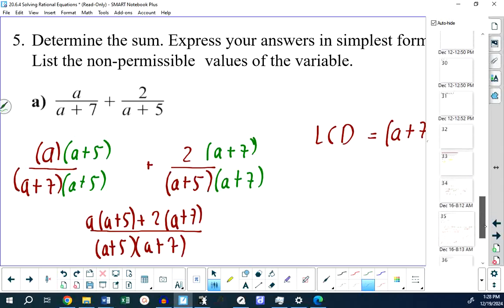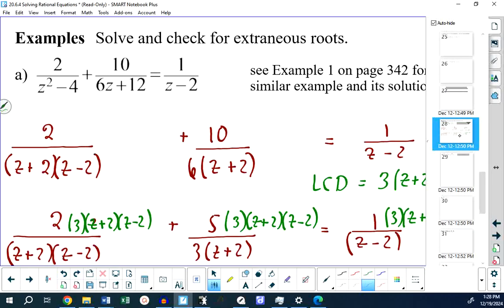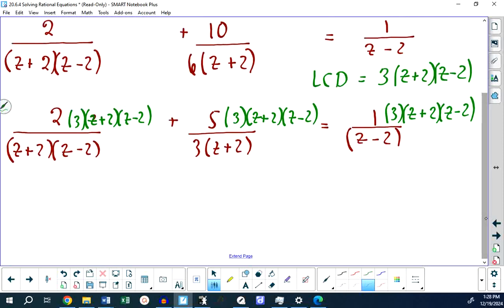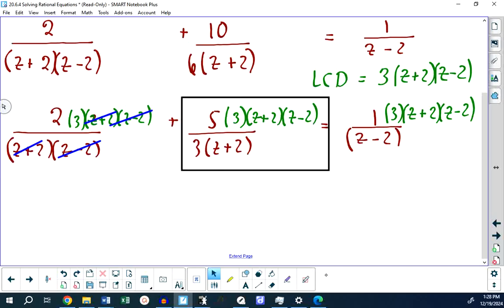So what happens here is kind of a thing of beauty. When you look at this, this is a single rational expression. And I am allowed to cancel any factor that appears in the numerator and denominator. And when you look at this, this is a single rational expression. And I am allowed to cancel the 3 with the 3 and the z plus 2 with the z plus 2.